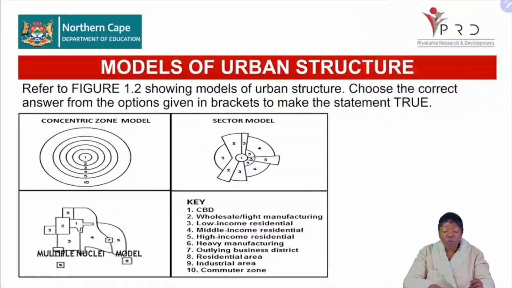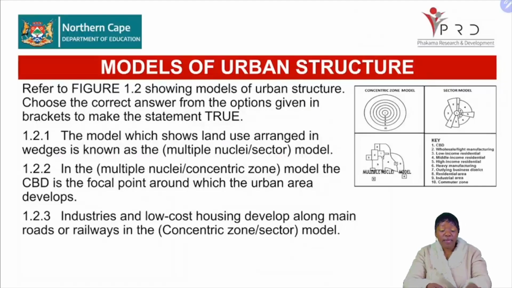Then let us look at what questions we have. Again, the instruction says we need to choose one answer that will make the statement correct. What does it mean? You read the statement, then you underline the keyword so that you can make your choice. For instance, question 1.2.1: the model which shows the land use arranged in wedges. The wedges are now the key. Is it the multiple nuclei or is it the sector? Look at the structure of these models and see which one has the land arranged in wedges.